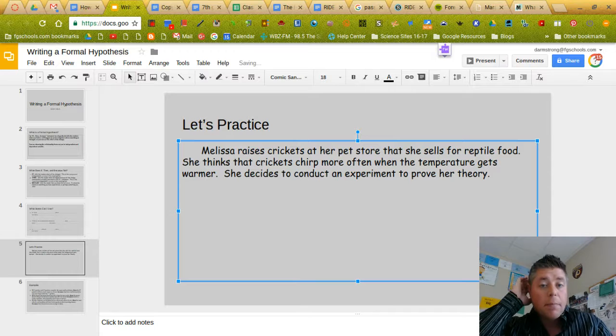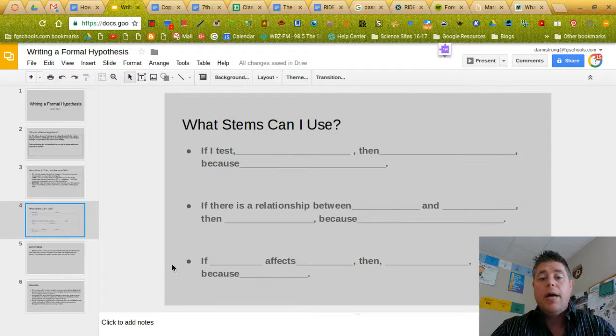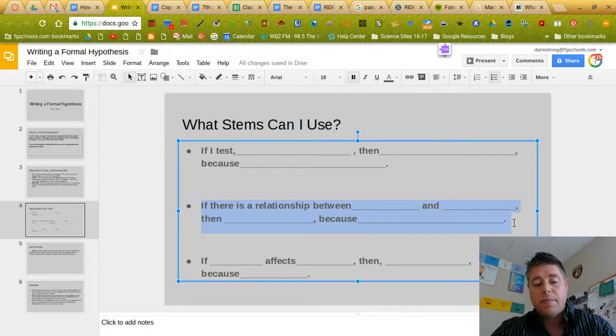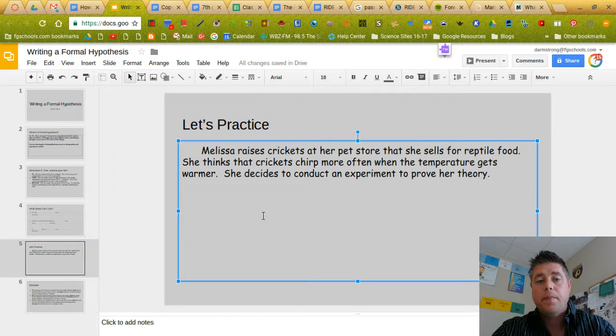I'm going to go back to our stems here, and I'm going to use the second one for this scenario. So let me copy this, and then I'm going to bring it over here to our cricket example. I'm going to plug it in.